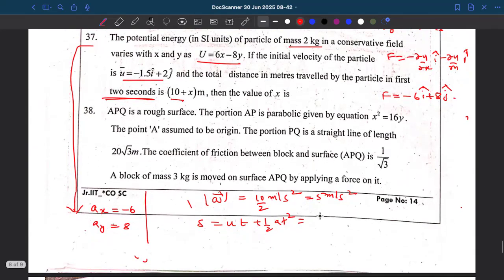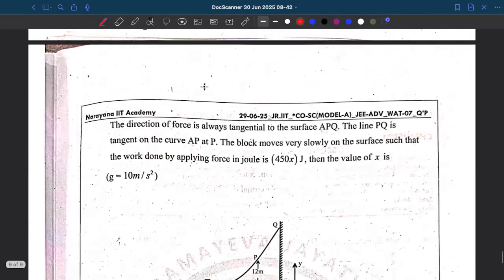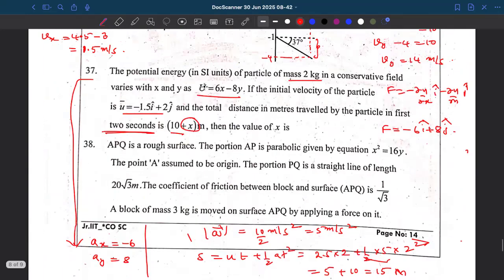u వచ్చేసి 1.5. మామూలుగా 3, 4 ఉంటే 5 వేసేవాళ్ళు, 1.5, 2 అంటే 2.5 వేస్తారు. 1.5 × 2 + ½ × 5 × 2² = 3 + 10... 5 ప్లస్ 10, 15 మీటర్స్. వాడు ఆల్రెడీ 10 ఇచ్చాడు, ఆన్సర్ 5ఏగా. రైట్, నీట్గా చేశాను. డిస్టర్బెన్స్ ఉండకూడదు ఎప్పుడు కూడా చేసేటప్పుడు.